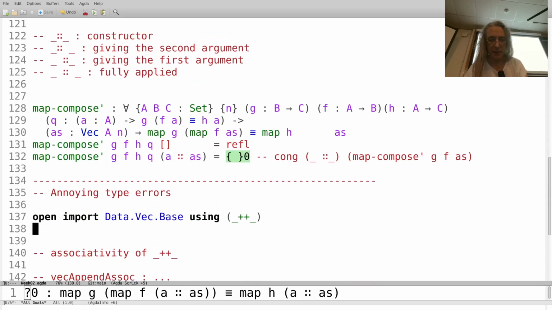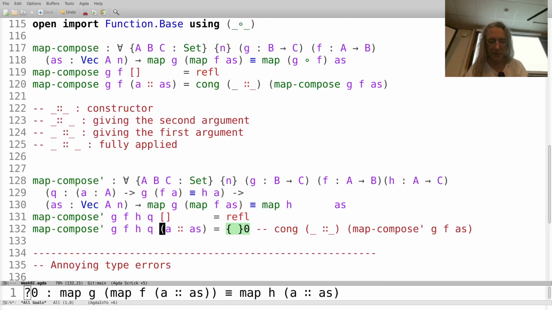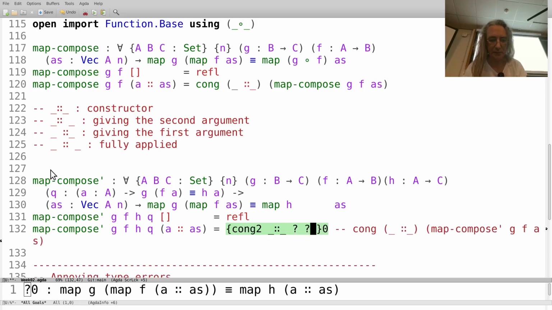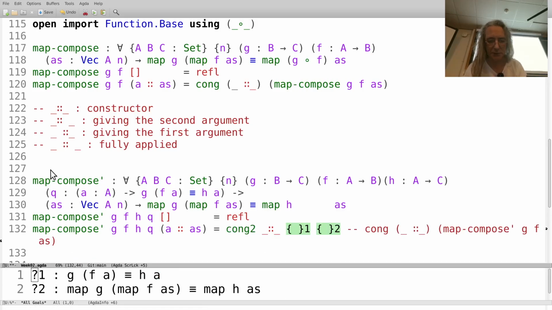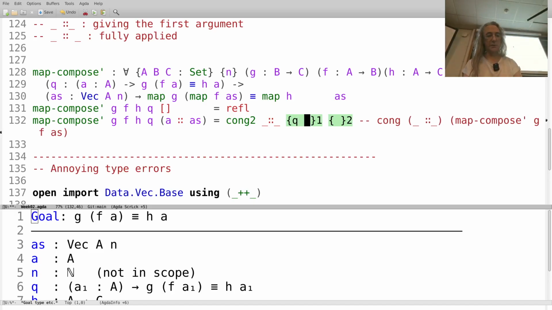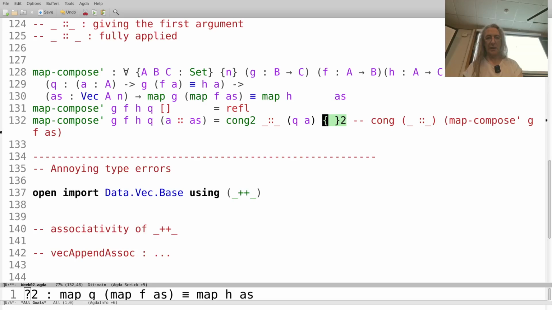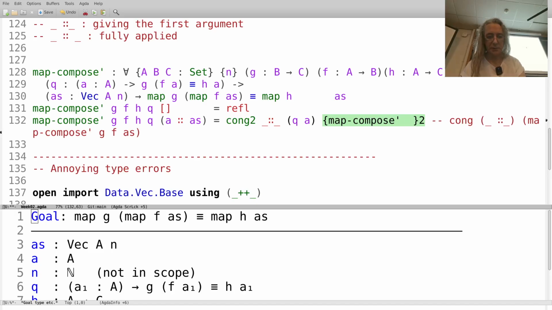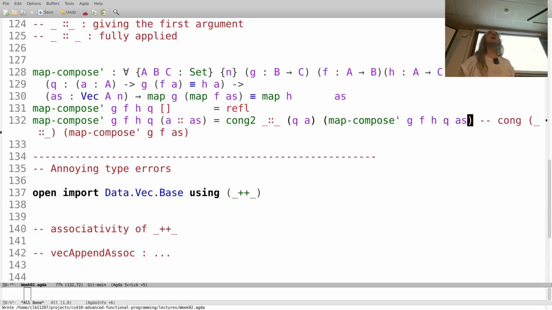So now I can say Cong2 unapplied cons query. And you can see I get two goals. I get a goal for the head, which is given by applying Q to A. And I get a goal for the tail, which is just like we had before: map compose prime G F H Q A's.